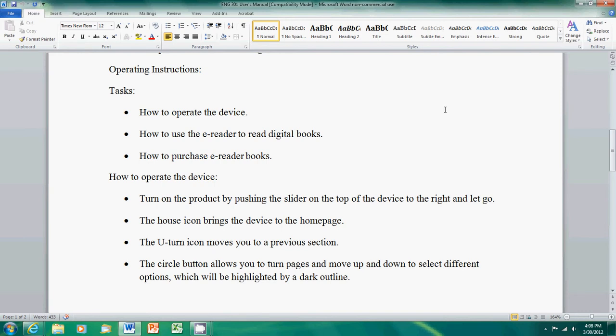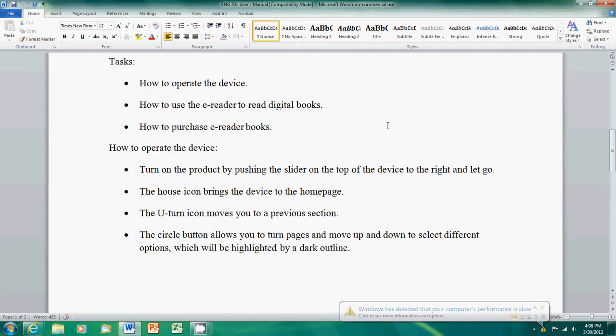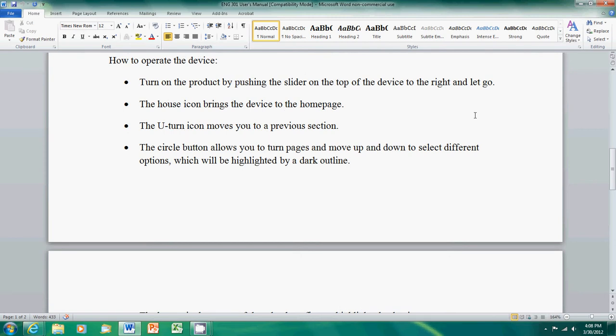This next part is called the Tats, and is like a table of contents for the manual. It briefly lists each section of the manual and tries to explain how these sections are divided up. They ultimately tie back to the purpose of the manual, such as how to operate the device, how to use the e-reader to read digital books, and how to purchase digital books. This first part, how to operate the device, is the beginning part, and it basically describes how to use the device.